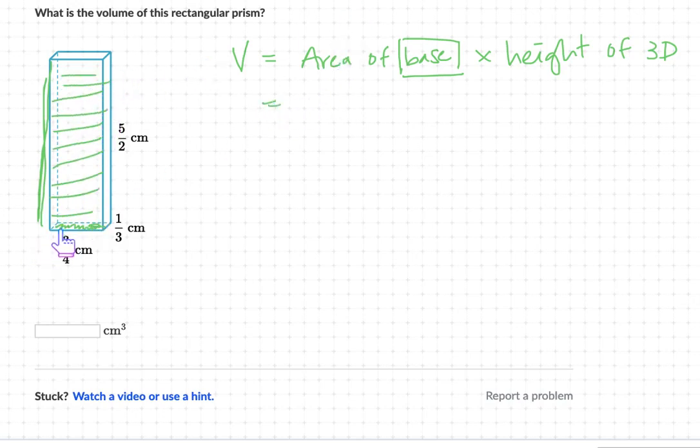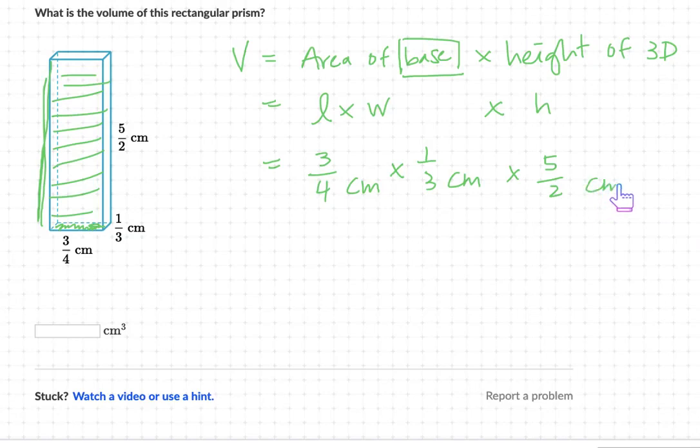So area of the base, this base is a rectangle, so that's going to be our length times width. The length is 3/4 centimeters, and the width is 1/3 centimeters. And then we have to multiply by the height of the 3D shape, and that's 5/2 centimeters. Centimeters times centimeters times centimeters already tells us that later on our answer is going to be centimeters cubed. So that's all that is. So now we just have to focus on the numbers.